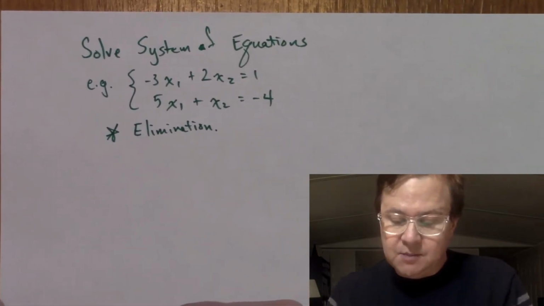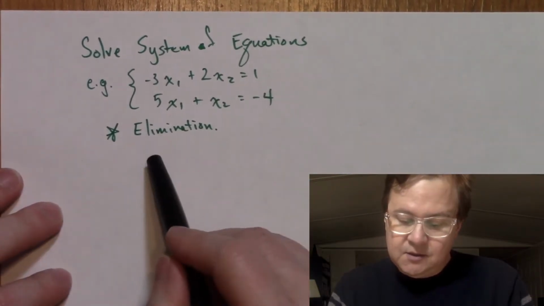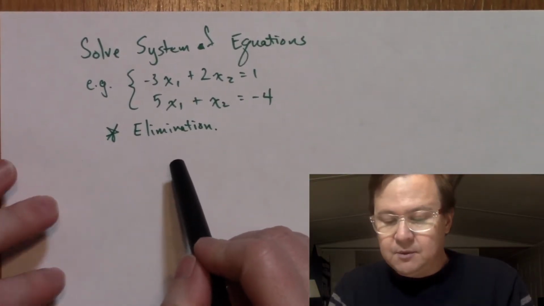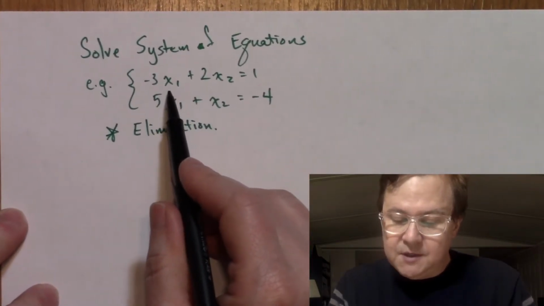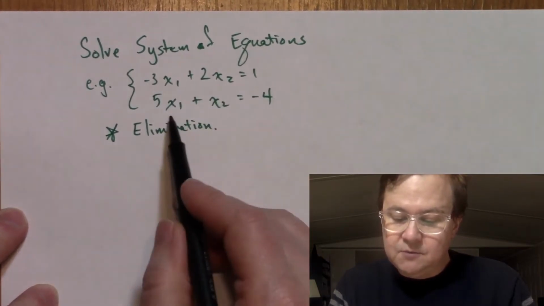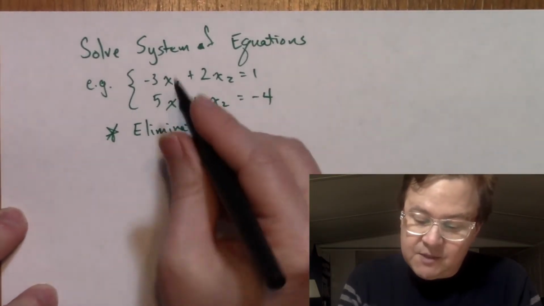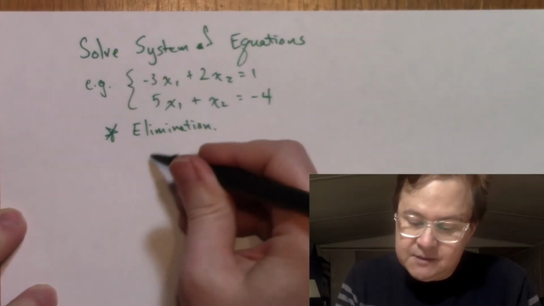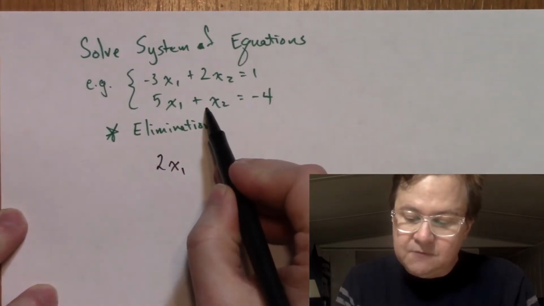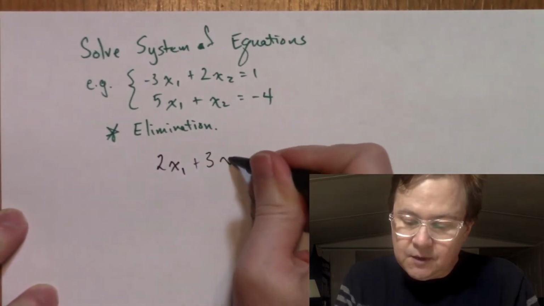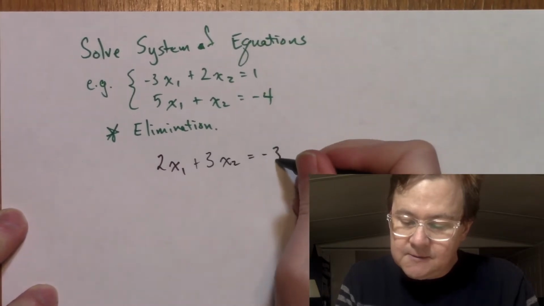So, for example, as I look at these two equations, this first step I'm going to take is just for example. It's not necessarily a good idea, but with respect to equation 1, this expression equals 1. With respect to equation 2, this expression equals -4. If I add them together, -3 plus 5 is 2, and 2 plus an invisible 1 is 3, and 1 plus a -4 is -3.